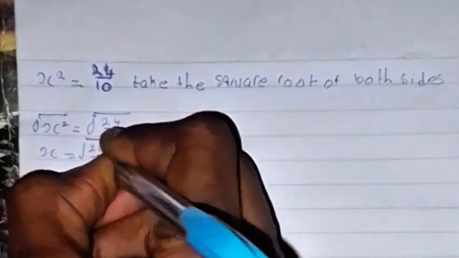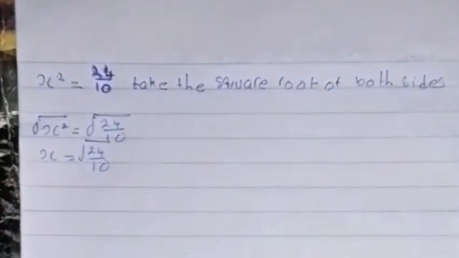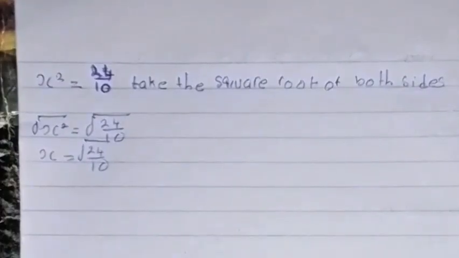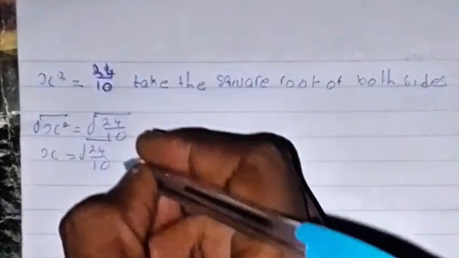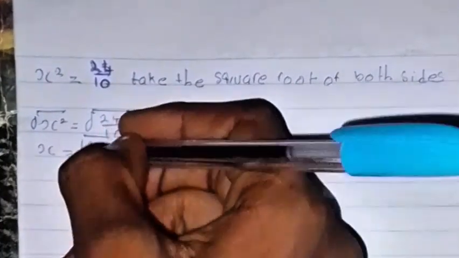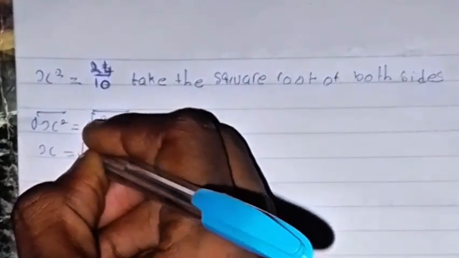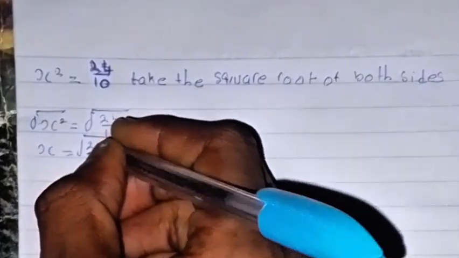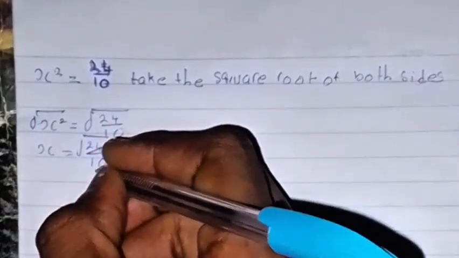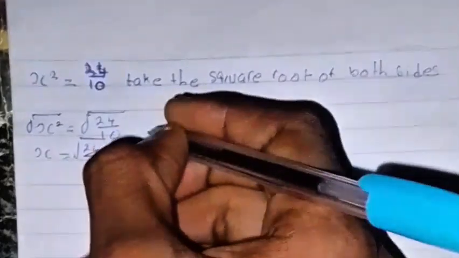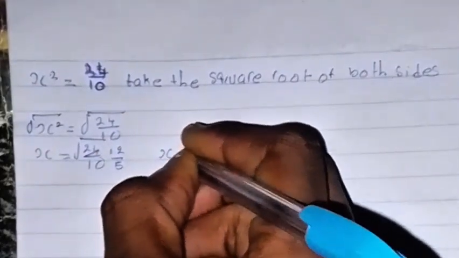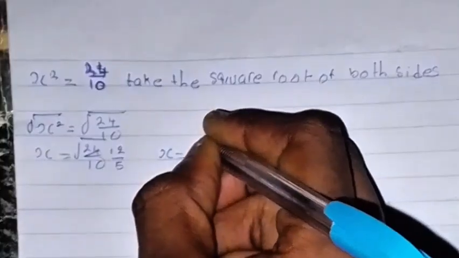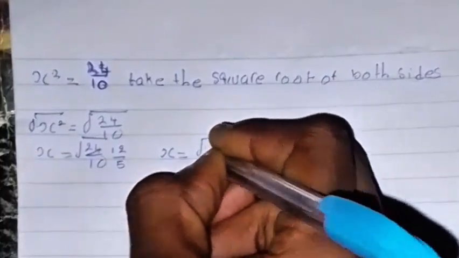But we can reduce 24 over 10 to its simplest terms by dividing by a common factor, which in this case is 2. If we divide the numerator and denominator by 2, 24 divided by 2 gives us 12, and 10 divided by 2 gives us 5. So our final answer becomes x is equal to the square root of 12 over 5.